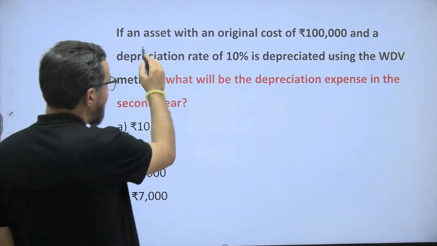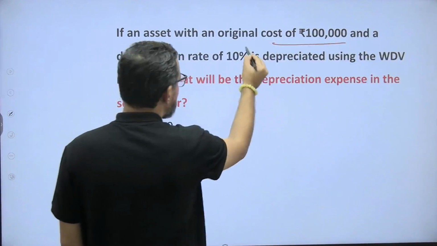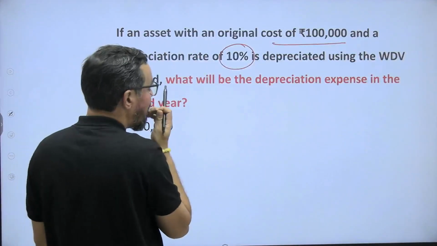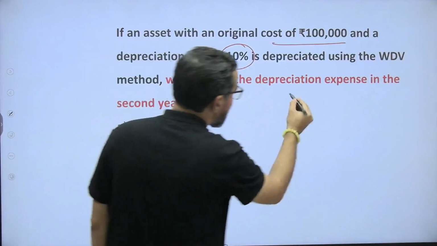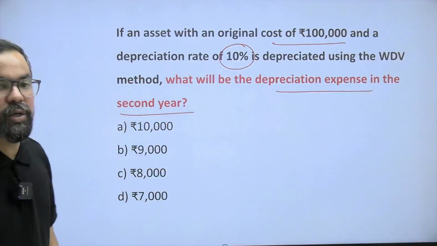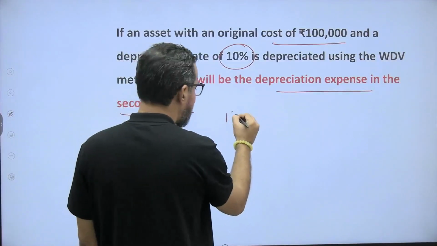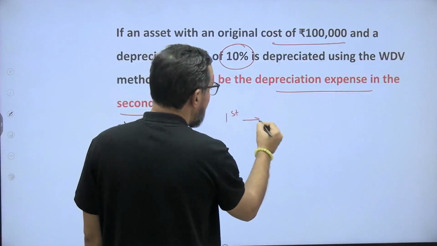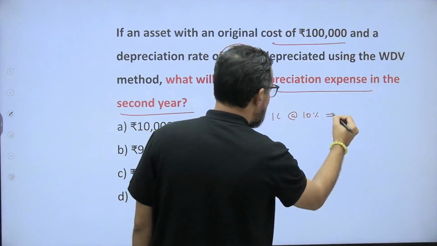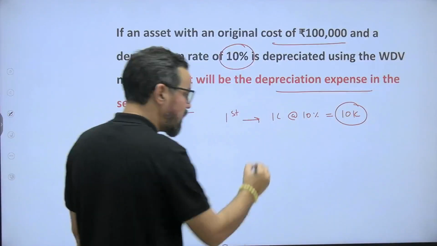If an asset with an original cost of 1 lakh and depreciation rate of 10% is depreciated using written down value method, what will be the depreciation expense in the second year? So what will be the depreciation amount for the second year? Very simple. First year depreciation is your asset value 1 lakh at the rate of 10%, which is how much? 10,000. So depreciation for first year will be 10,000.